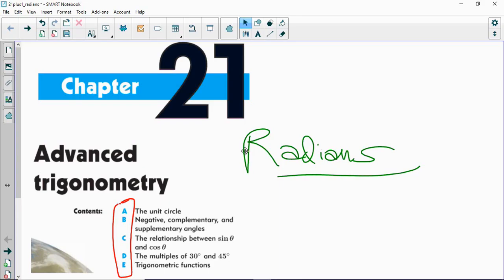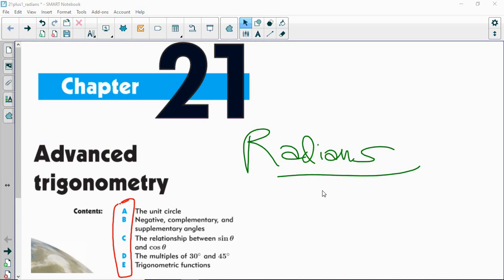Alright, in this video we're going to introduce the vastly superior unit for measuring angles known as radians. So we'll talk about what a radian is, I'll show you how to convert between radians and degrees and vice versa, we'll talk about technology, and then we're also going to just go over all the material from earlier in the chapter one more time, this time thinking in terms of radians.